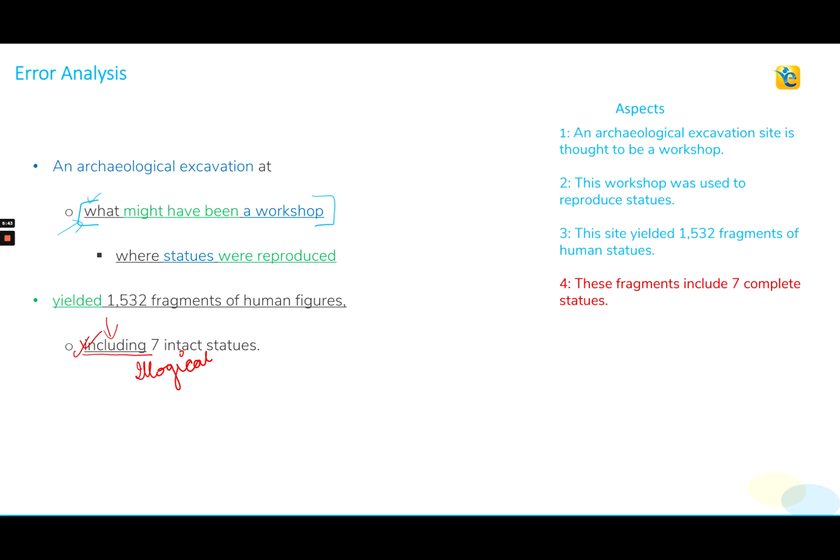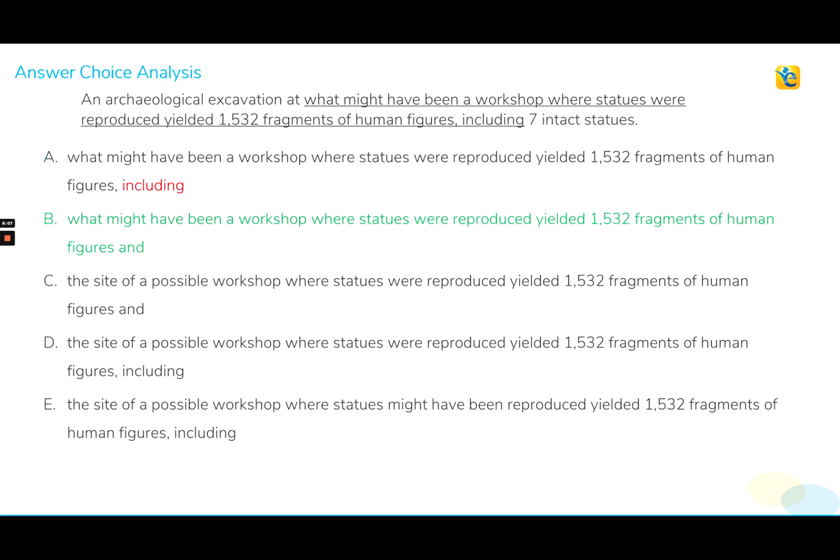So what might have been a workshop is absolutely correct in presenting the meaning that this particular site was thought to be a workshop. Okay, so the only error in this sentence is the usage of including. If we fix that problem, we'll get to our correct answer choice. So let's move on. As we can see here, the usage of including is absolutely incorrect in this choice because it totally makes the sentence illogical.